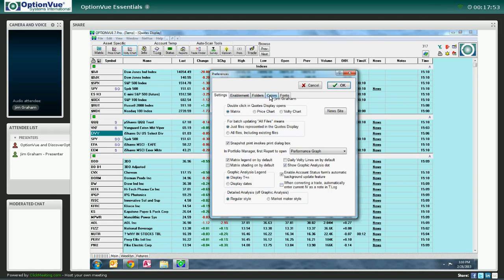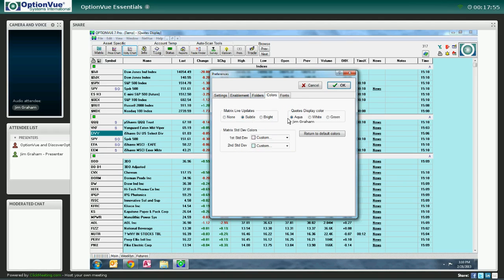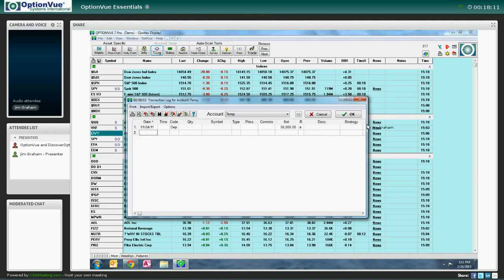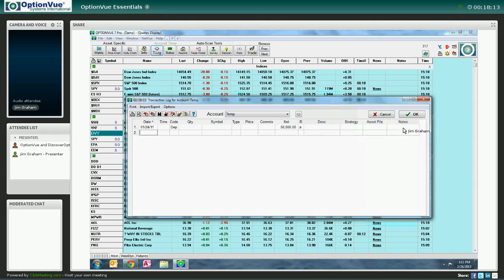And then looking at the other tabs, in the colors, you can change the colors of the shading, which show 1 and 2 standard deviations in the matrix, which again we'll look at a little later. And just to give an idea, in the transaction log, as I look at it, the last column is notes. You can type whatever notes you want on a trade, but when you have that one checked, it would automatically put the IV at the time you converted the trade.